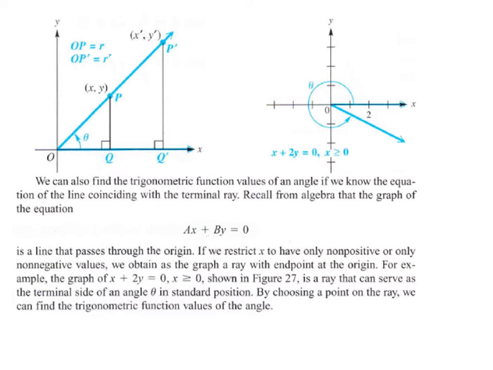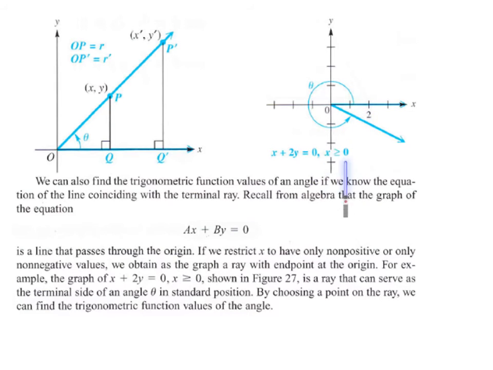We can also find the six trig function values if we just know the equation of a line coinciding with the terminal ray. They give the example here of if we have the equation of x plus 2y equals 0. Now notice they limit us to just the positive values of x. If they did not limit us to just the positive values of x, the line would go in both directions. So that's a problem because then we don't really have a terminal side. We'd have two terminal sides.